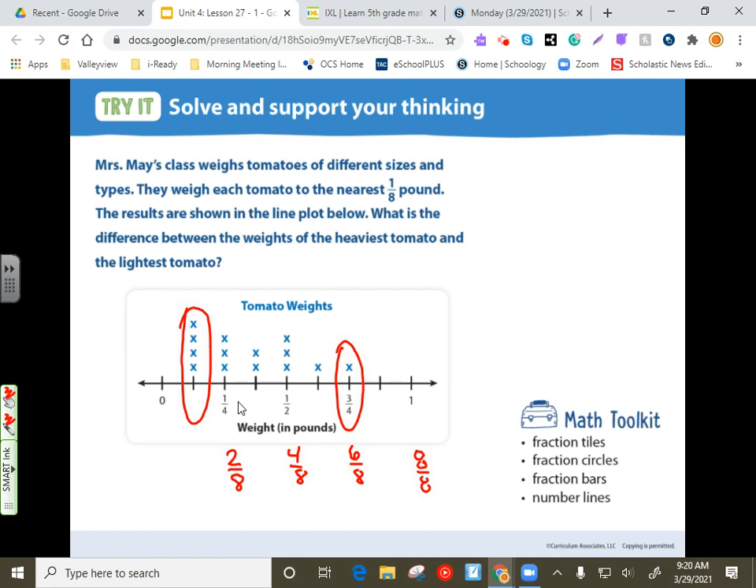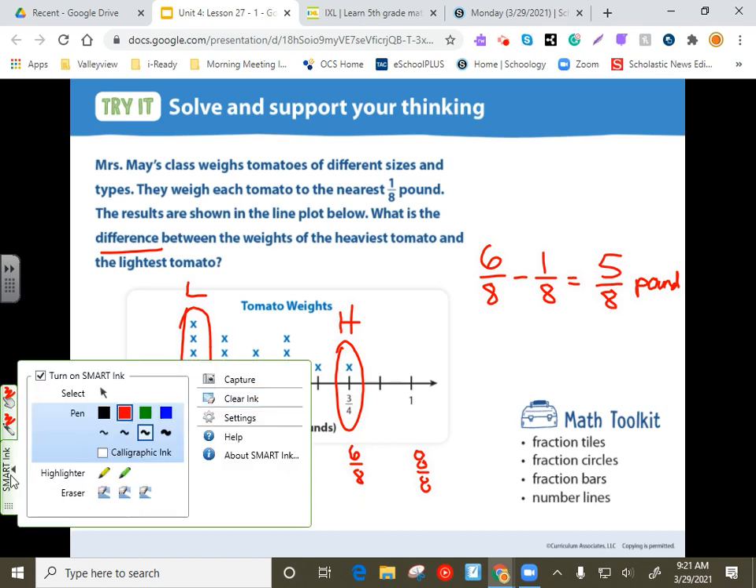So if our heaviest, which I'll label with an H, and our lightest is down here, I know this space right here is actually 1/8. And if it wants to know what's the difference, that's subtraction. So let's take 6/8 minus 1/8, and that equals 5/8. 5/8 pound. And again, the reason I had to change all of these is so if we're going to find the difference or subtract a fraction, we have to have the same denominator. And we kind of did that ahead of time.